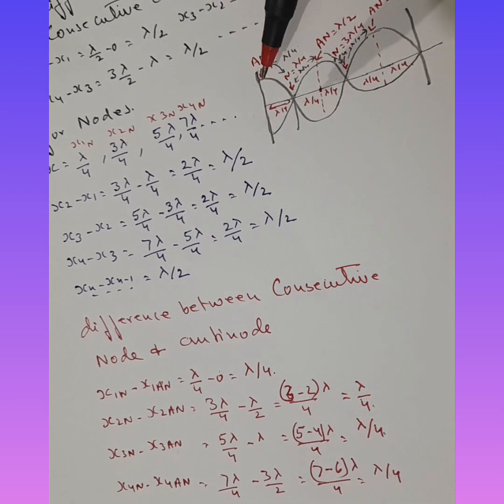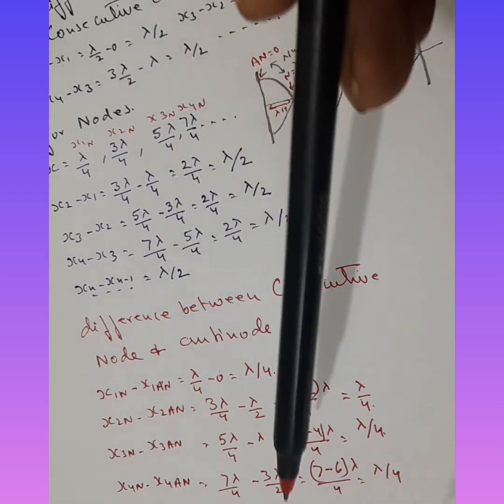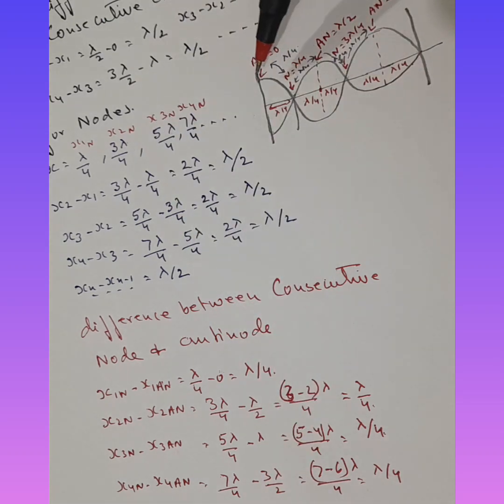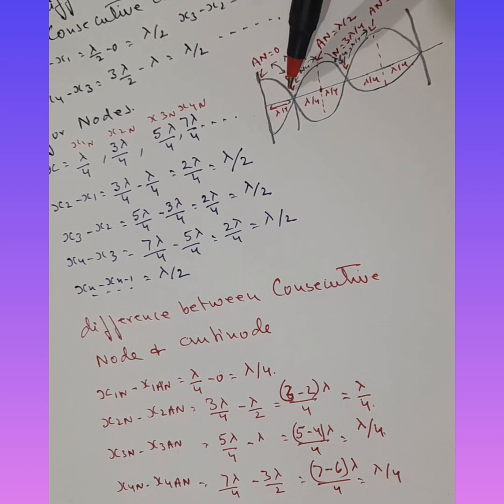So what we conclude is, what we see, we have derived through mathematical means also. The difference between a consecutive antinode and node, or node and antinode, is always lambda by 4. That's what we see over here also. Then the difference between two antinodes is lambda by 2. The difference between two nodes is also lambda by 2. Got to keep these things in mind.